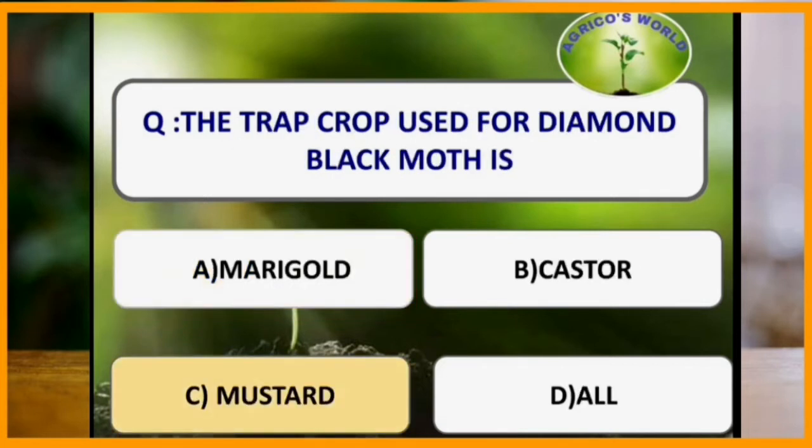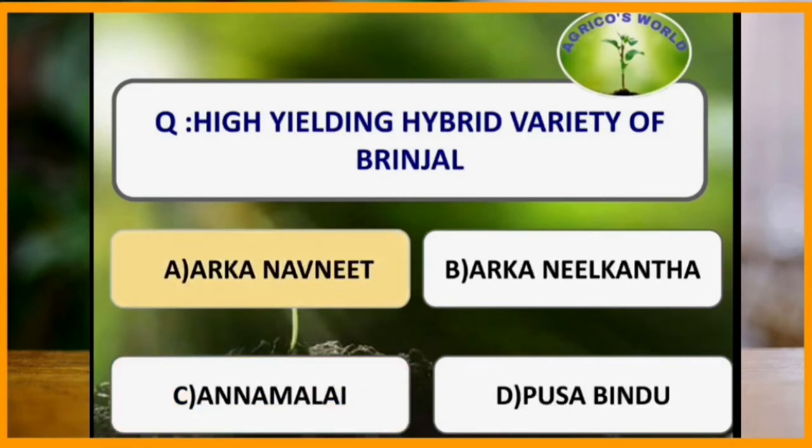What is the trap crop used for diamondback moth? The trap crop which is used for diamondback moth is mustard as it attracts 80 to 90% of diamondback moths. Moving on to the next question, what is the high yielding hybrid variety of brinjal?